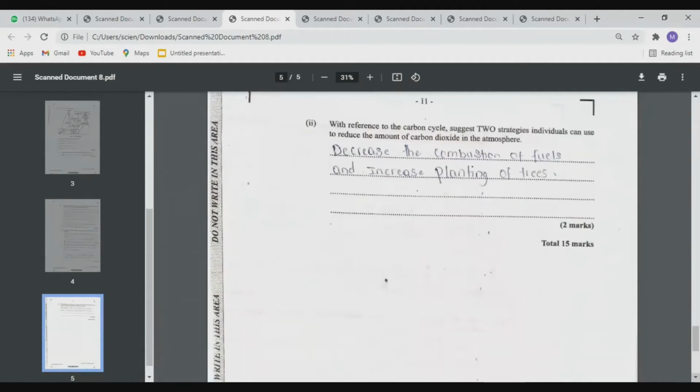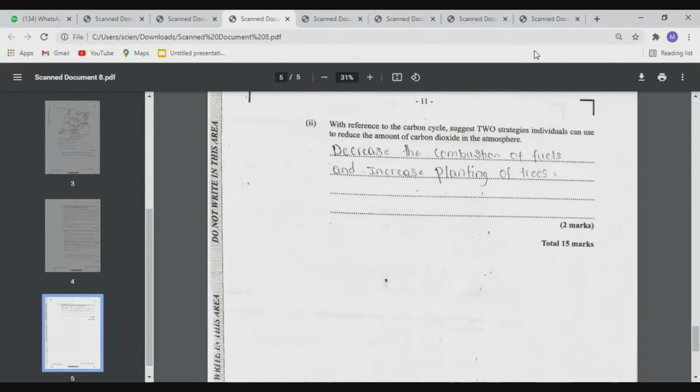With reference to the carbon cycle, suggest 2 strategies individuals can use to reduce the amount of carbon dioxide in the atmosphere. They're asking us for 2 strategies. 1, we can decrease the combustion of fuel, which is the burning of fuel. And 2, we can increase planting, that is, we can plant more.